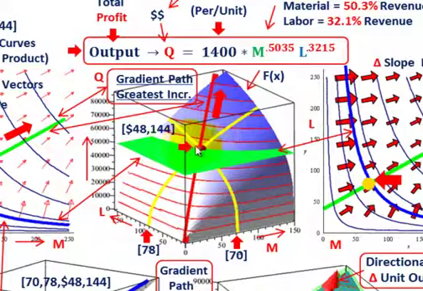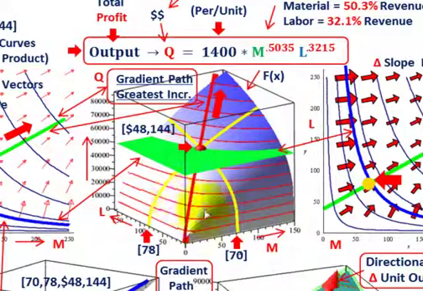The solution came out to $48,144, and that's a targeted output based on 78 units of labor that we're adding to it and 70 units of material that we're using, to come up with the total targeted profit, or output, of $48,144. That targeted point intersects our gradient path of the greatest increase, because I've done a linear programming analysis to determine that.